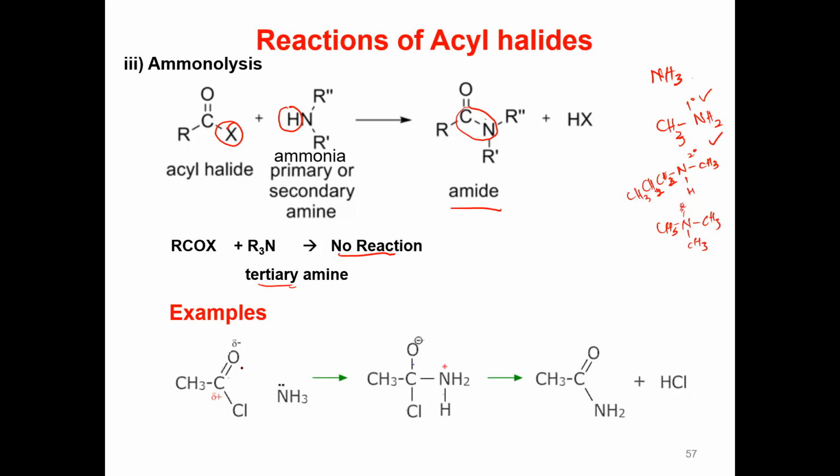Okay, for example, you ada ethanoyl chloride react with ammonia, so dia akan masuk macam ni. So this is the intermediate basically. So ni sebenarnya dia akan keluar, klorin ni akan keluar jadi Cl- kan. So Cl- tu akan attack satu hydrogen, so dapatlah HCl.